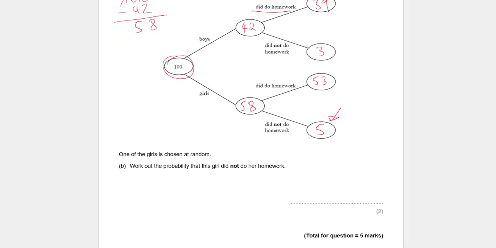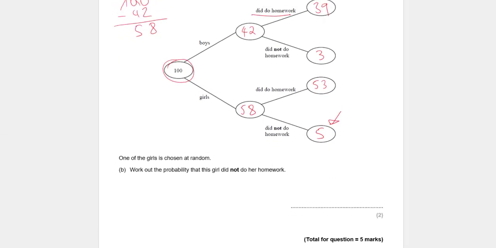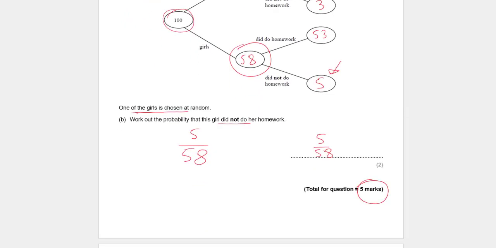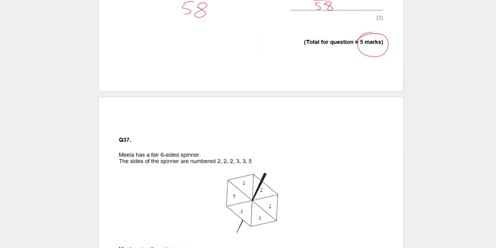One of the girls is chosen at random. Work out the probability that the girl did not do her homework. Be careful here, it says one of the girls is chosen at random and not a student chosen at random. So out of the 58 girls, the outcome is 58. How many did not do their homework is 5. 5 out of 58 is the answer, 5 over 58. And 5 easy marks for this frequency tree question.